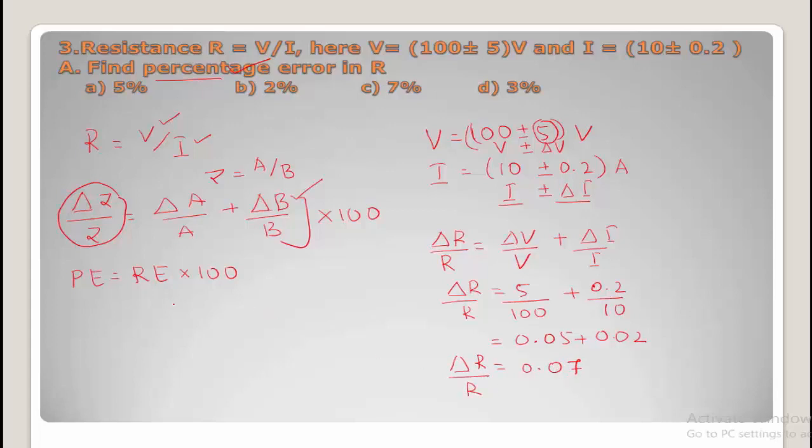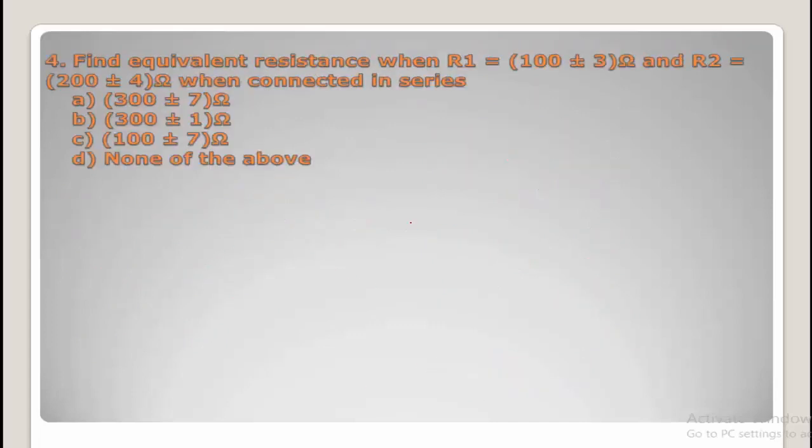This is the relative error, equal to 0.07. Now substitute the relative error 0.07 into 100. So the percentage error is 0.07 into 100, that is nothing but 7%. So option C is the right answer. Is it clear? Now next question.